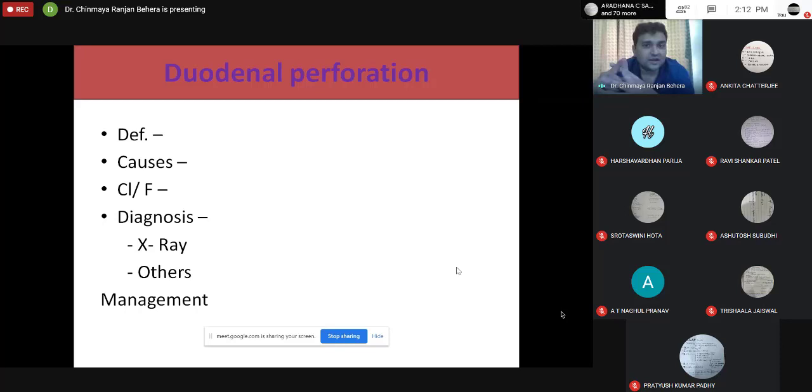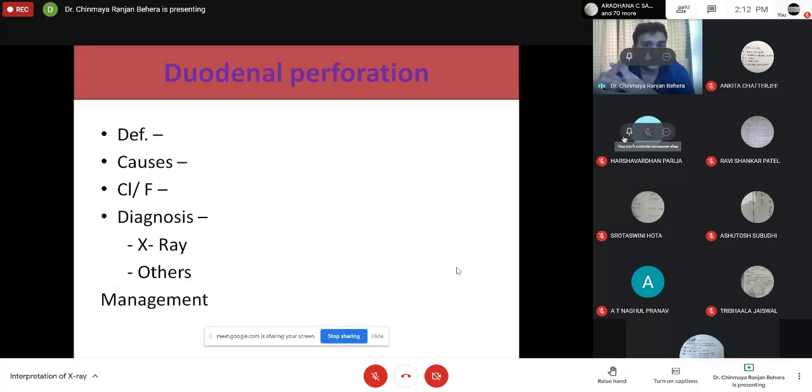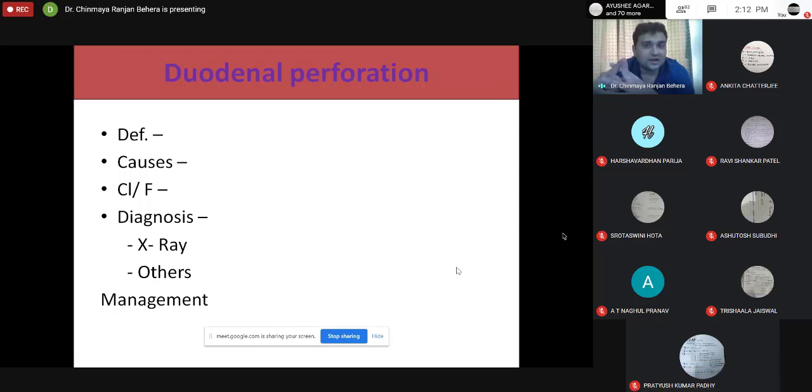So any hollow viscus perforation, the management is surgical. Before doing a surgery, what you will do is prepare the patient for the surgery. So optimize the patient pre-operatively and then do the surgery. You will do all the investigations from an anesthetic point of view, and then give IV fluids, antibiotics, analgesics, and if required put a Ryle's tube, aspirate. And then the treatment of the duodenal perforation is you repair the perforation with an omental patch, that is called Graham's patch. Okay, so that is about duodenal perforation.